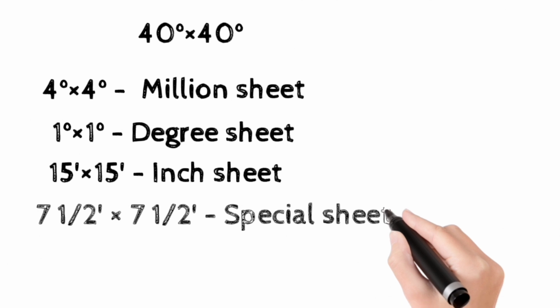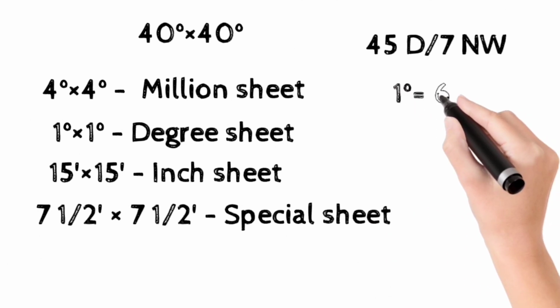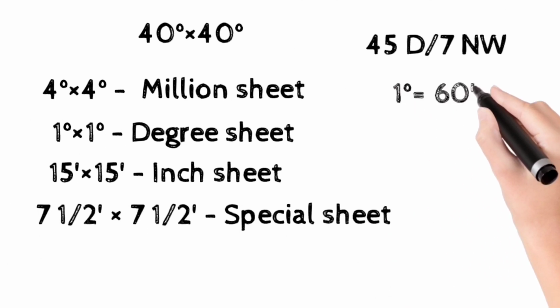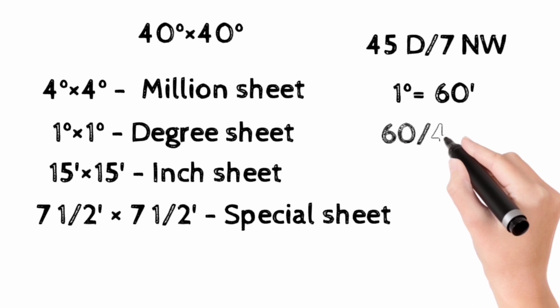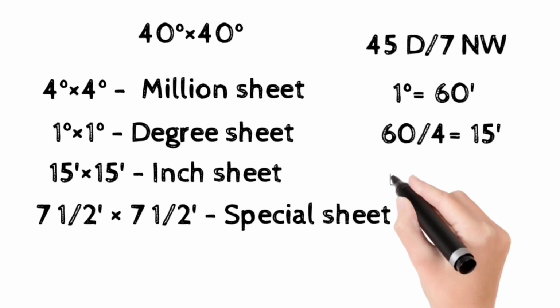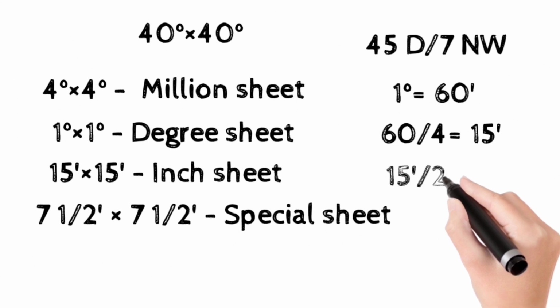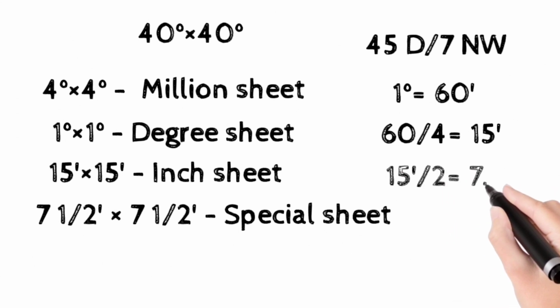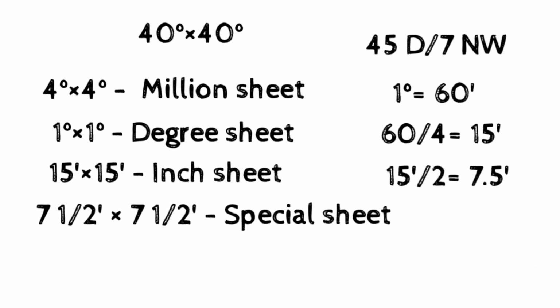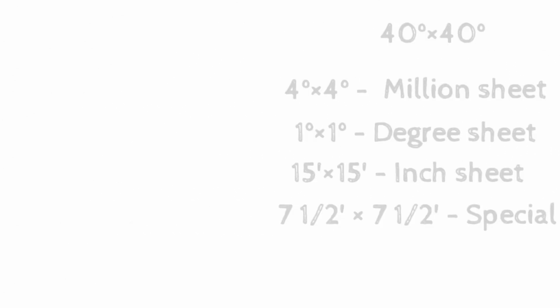So as per the example, 45 was the example of million sheet, 45D was the example of degree sheet, 45D/7 was the example of inch sheet, and 45D/7 northwest was the example of spatial sheet. So this is how the topo sheet numbers are decided.